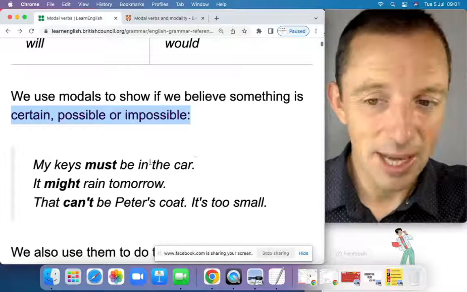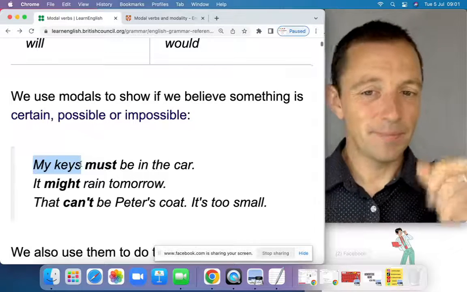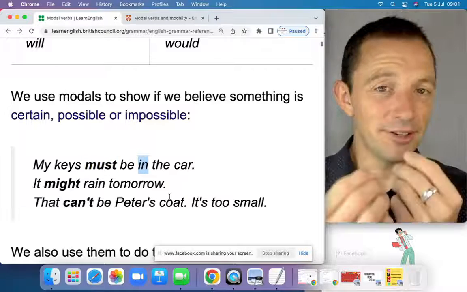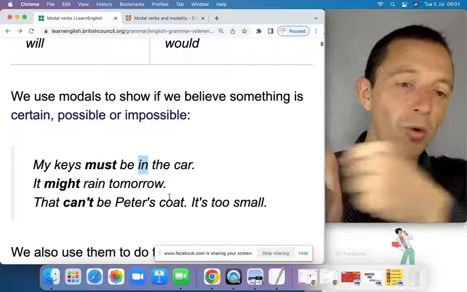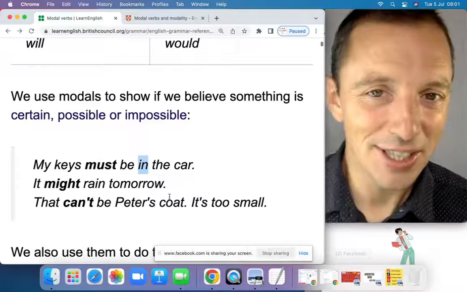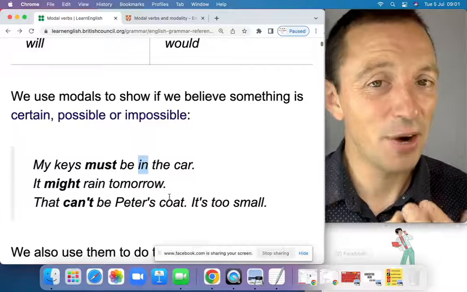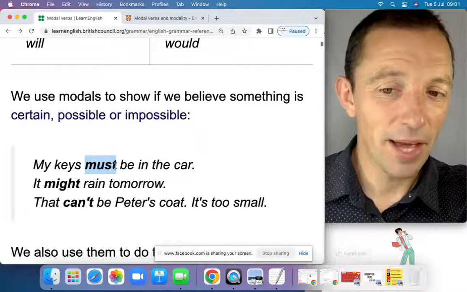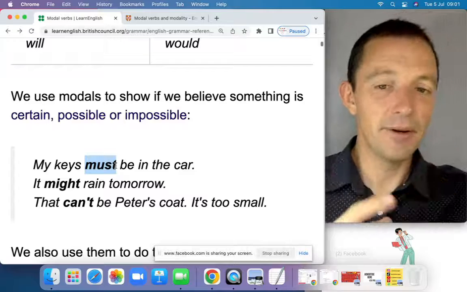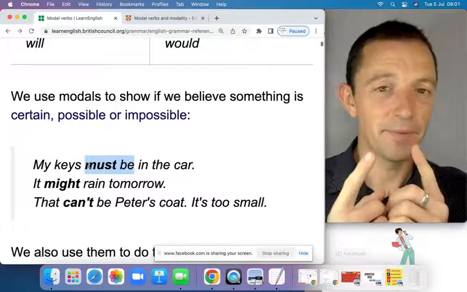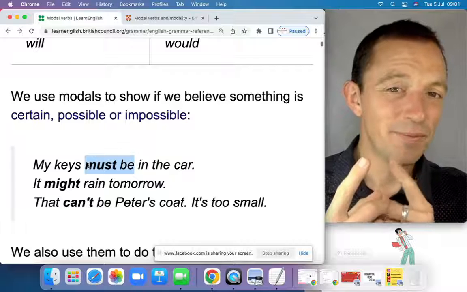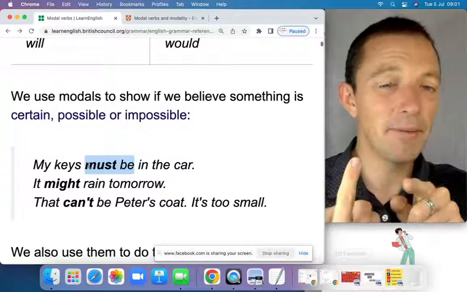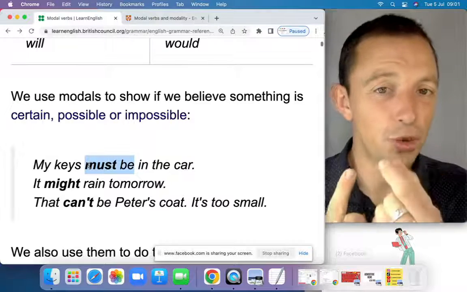Here are a lot of examples. My keys must be in the car. The preposition for the car is in, because you open the door and you get in the car. So this is the correct preposition for the car. The modal verb is must, and the next verb is the verb to be.